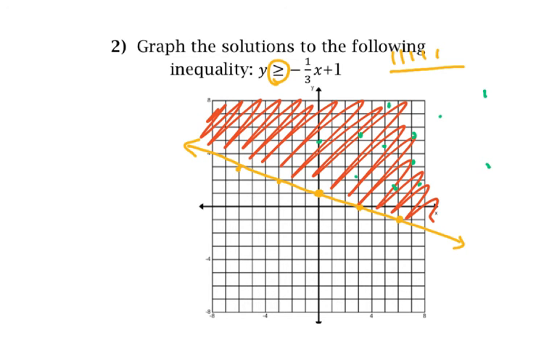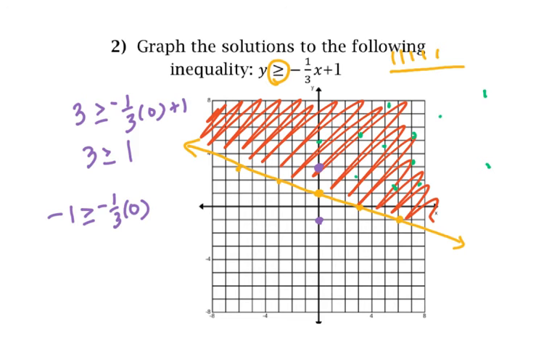So the way you can decide if that's true, you can pick a point, like that would be 0, 3, and I'm going to see if that's true. So instead of y, I'll put 3 greater than or equal to -1/3 times 0 plus 1, is 3 greater than or equal to 1? Yes, that's true. On the other hand, what if I pick this one? 0, -1. So I'm going to put negative 1 greater than or equal to negative 1 times 0 plus 1. Is negative 1 greater than or equal to positive 1? No.